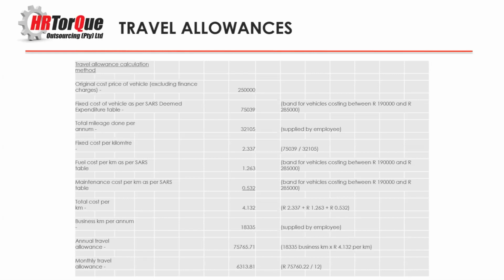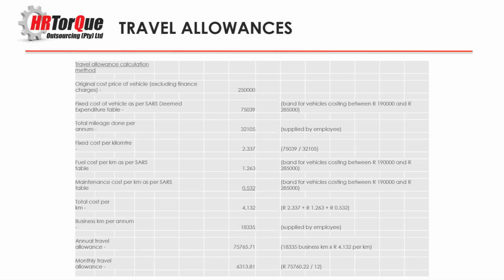Divide that by 12, and you can quite comfortably give the employee a travel allowance of 6,313 Rand and 81 cents per month, knowing that if they do the mileage that they expect to do and their business mileage is what they expect to do, they would get the tax back on that.